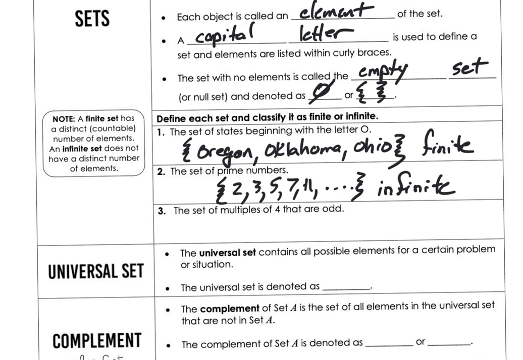Okay, multiples of 4 would mean numbers like 4, 8, 12, 16, 20, and so on. Okay, 4 goes into them, essentially. Give me a number that is a multiple of 4 and also odd. You guys can't come up with one? I wonder why.